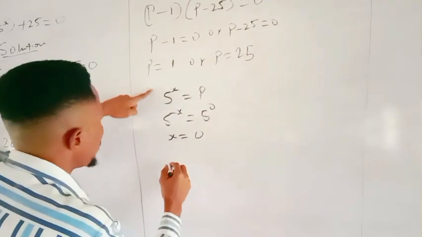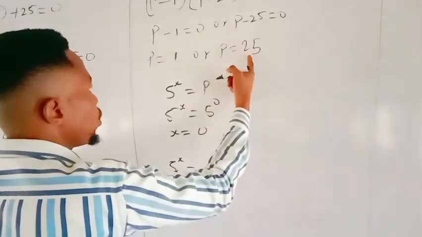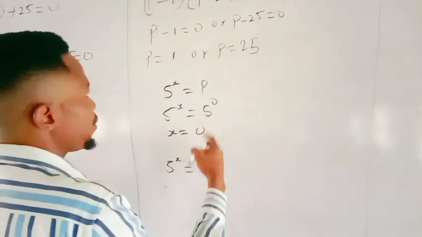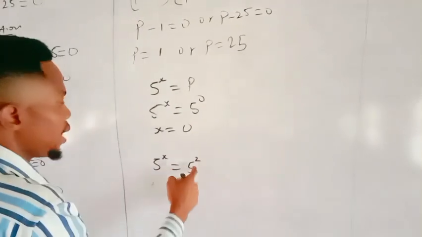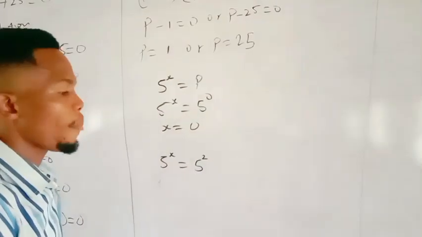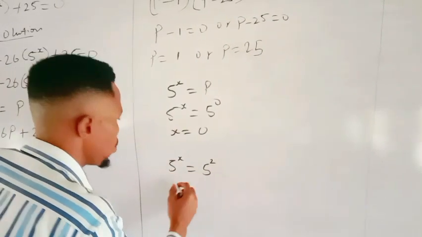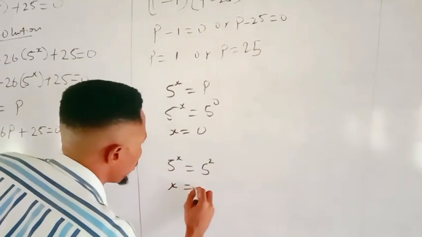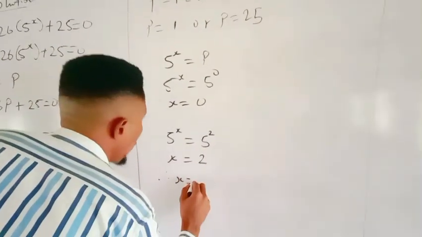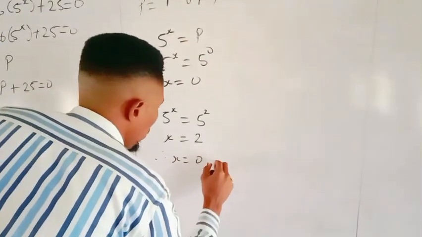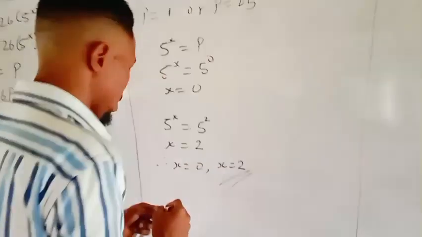Now the second one, we have 5 to the power of x is equal to 25. What is 25 as a power of 5? It is 5 squared. 5 times 5 will give you 25. So on that note, the bases are still the same, so they will go. So we have x is equal to 2. Therefore, our x is equal to 0 or our x is equal to 2. So this becomes our answer.